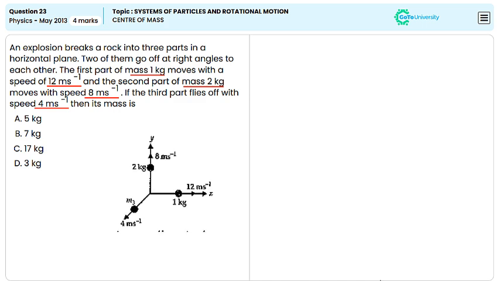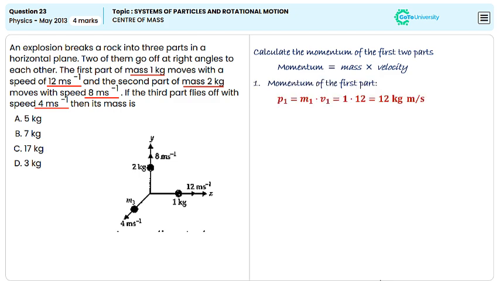Let us first calculate the momentum of the first two parts. The momentum of each part is given by momentum is equal to mass into velocity. Momentum of the first part is P1. P1 is equal to m1 v1, which is equal to 1 into 12. We get 12 kg meter per second. And finding the momentum of the second part, P2 is equal to m2 v2 is equal to 2 into 8. We get 16 kg meter per second.